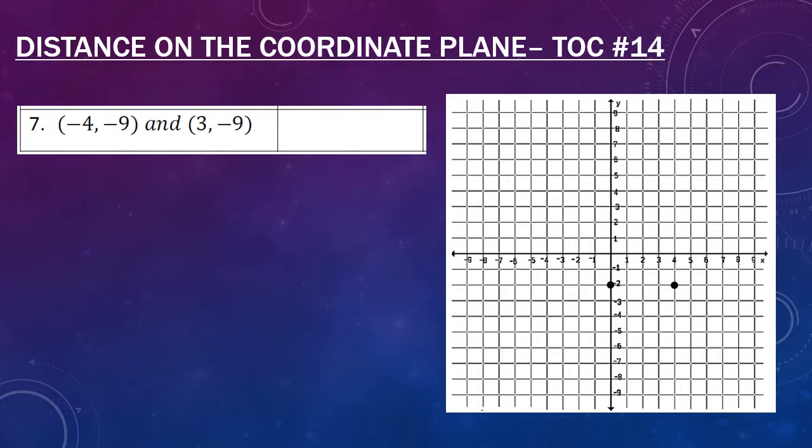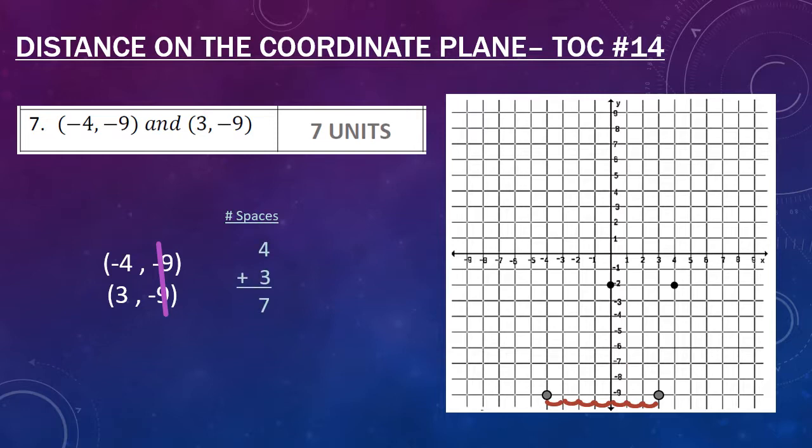And then we have 2 more to go. This one, negative 4, negative 9, is in the third quadrant, and 3, negative 9 is in the fourth quadrant. And if I count, 1, 2, 3, 4, 5, 6, 7, they are 7 units apart. Looking at it mathematically, I would cross out the negative 9, and then I would find the absolute value of negative 4, which is 4, and the absolute value of 3, which is 3. They are on opposite sides of the y-axis, so I would add them, and I would get 7 units.